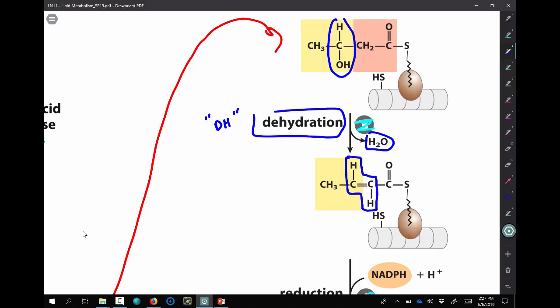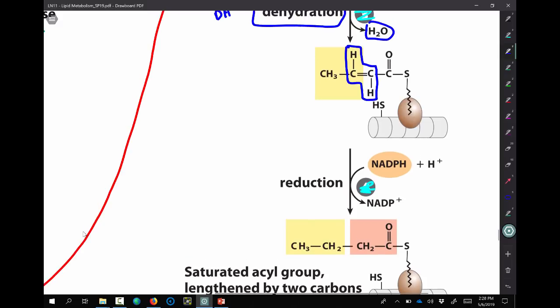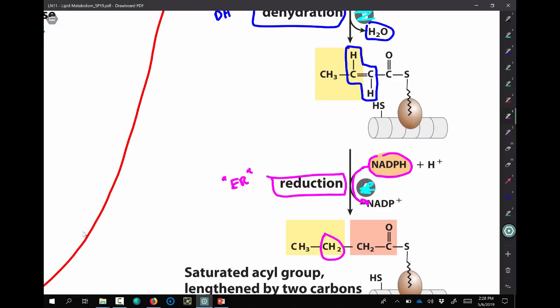We are now a single step away from having a saturated 4-carbon acyl group. We will see then one last reduction step, catalyzed by ER, and that beta carbon now has been fully reduced. NADPH is once again our electron donor. So every round requires 2 NADPHs. There are 7 rounds, which means that you'll have to have 14 NADPHs, which is the number I gave you.